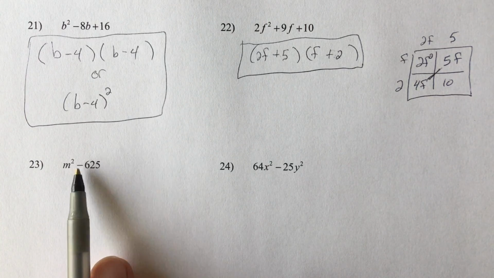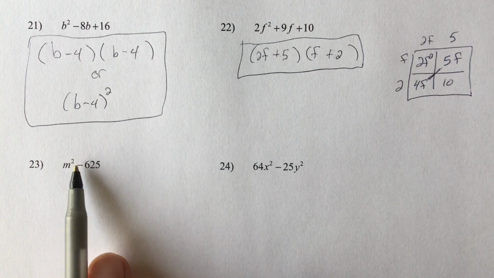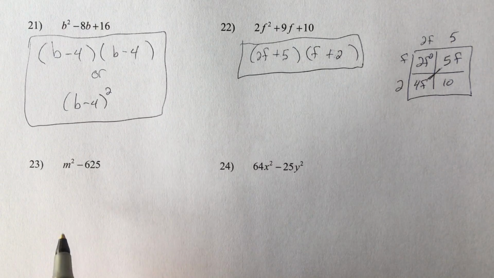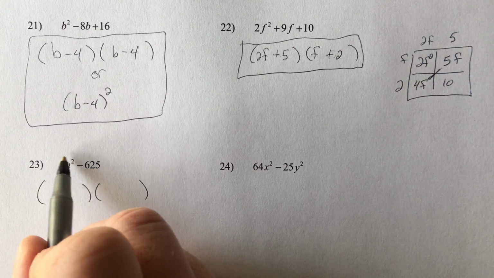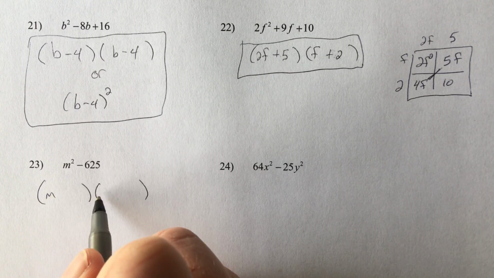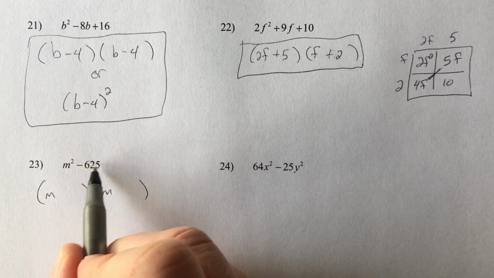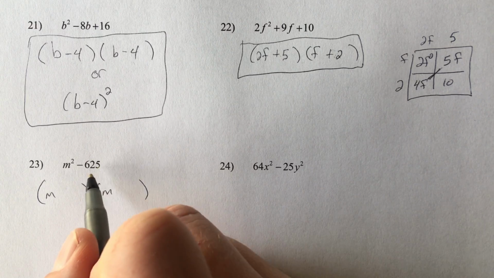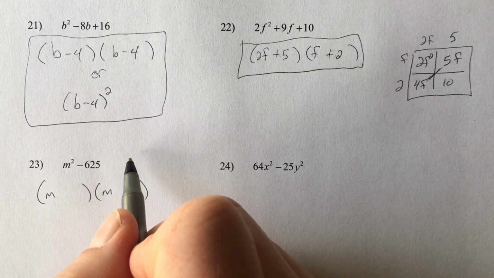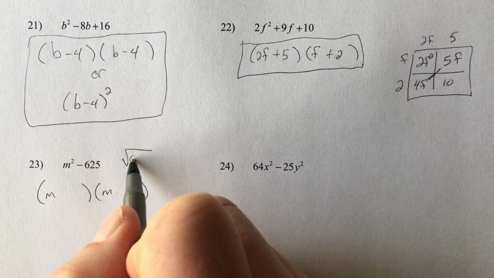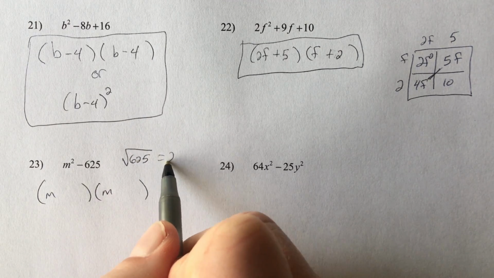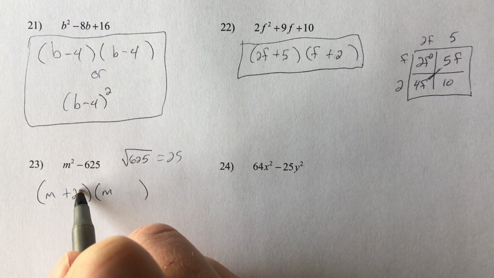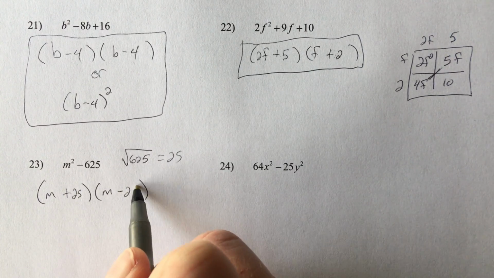Here I see two terms that are subtracting. Anytime we see two terms subtracting, right away we're thinking difference of squares. So I'm saying to myself, well, what times itself would equal m squared? That would be m times m. And what times itself equals 625? Again, that one's big. You can play around some numbers on your calculator, or you can just go to the square root function, and the square root of 625 is 25. So it's plus 25 and minus 25.